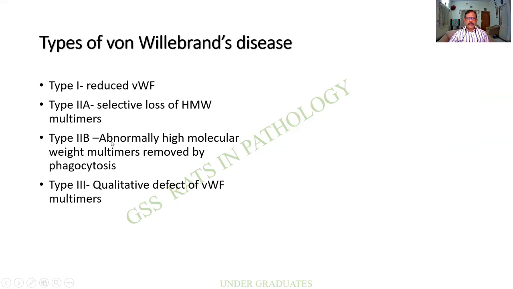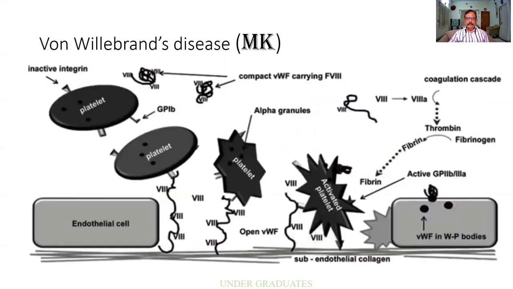In 2B, there are abnormally high molecular weight multimers and they are removed by phagocytosis. Ultimately, there is a loss. So in both these conditions, there is a loss of the high molecular weight multimers. And in type 3, there is a qualitative defect of von Willebrand factor. That is why in the initial introduction itself, I said it can be a qualitative or a quantitative disorder.